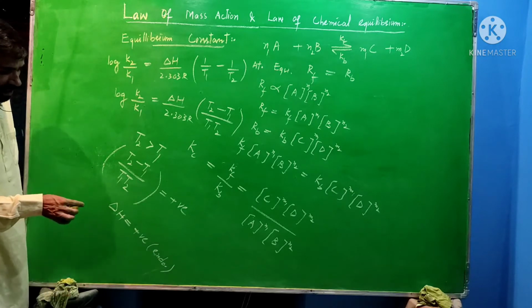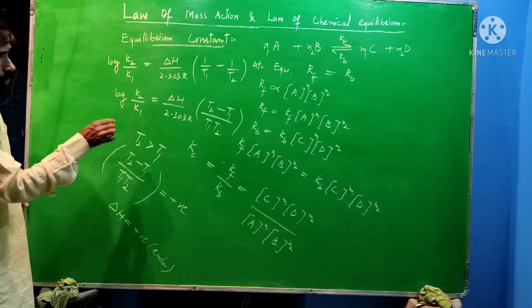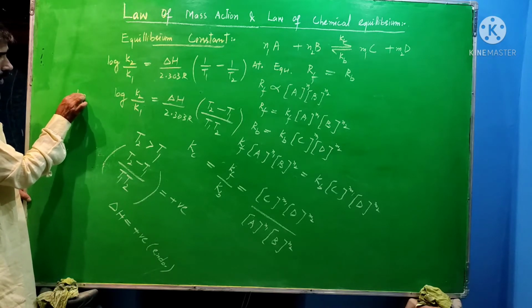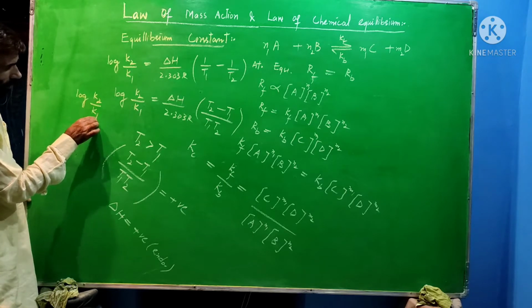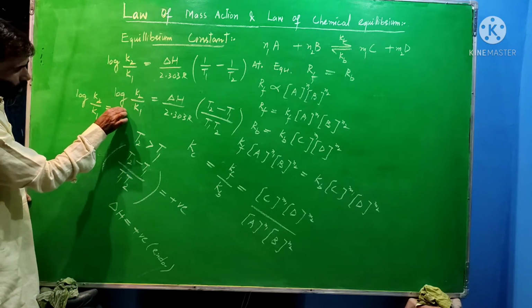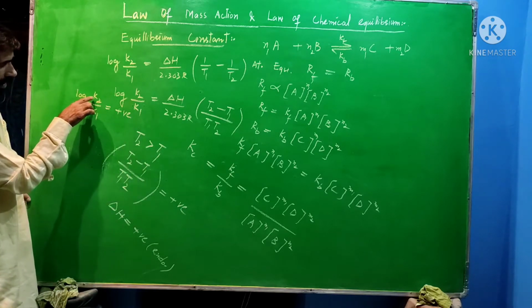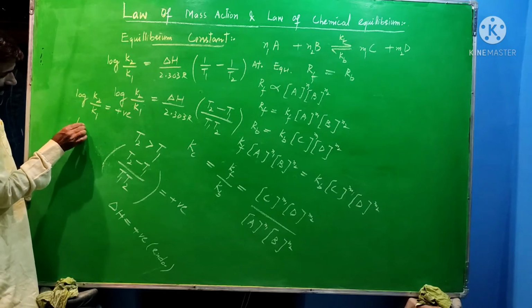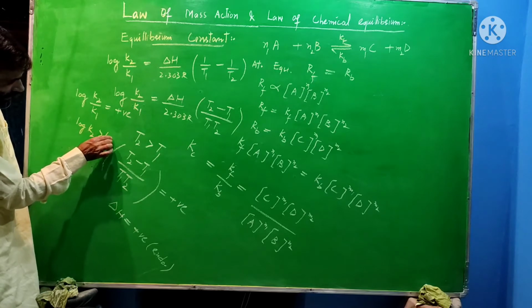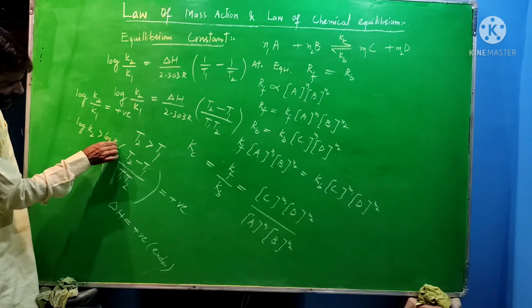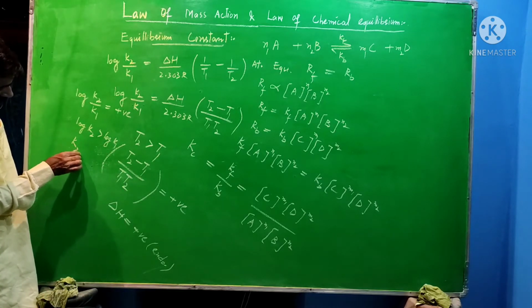For an endothermic reaction, delta H is positive. So after that, this log of K2 divided by K1 will now be positive. Positive means this log of K2 is greater than log of K1, or we may say K2 is greater than K1.